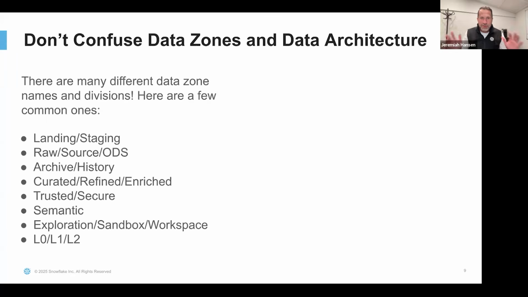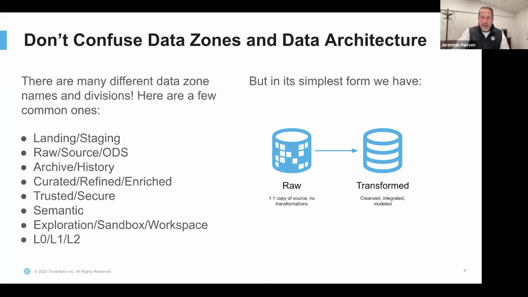The names don't mean anything. Pick names that are relevant to you. But at simplest, what we're going to focus on is just raw and transformed. We're going to keep it really simple. So just don't confuse them. What really matters is the technologies that you pick, not how you name the zones.